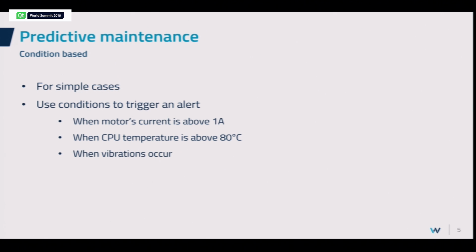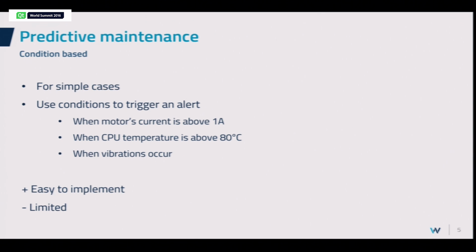Basically, we'll send information to the cloud. You detect the current, for example, of the motor. You need sensors, you need information, right? And from this information, you can deduce you have a problem in your machine. So it's very easy to implement, but of course, it's quite limited. You cannot test manually all these different conditions.